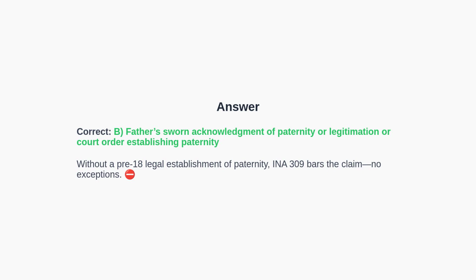The correct answer is B. Under INA 309, legal establishment of paternity must occur before the 18th birthday through legitimation, a sworn acknowledgment by the father, or a court order. Without that pre-18 event, the claim fails, even if all other elements are present.